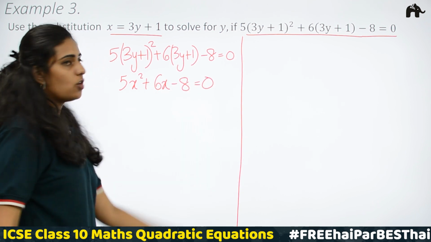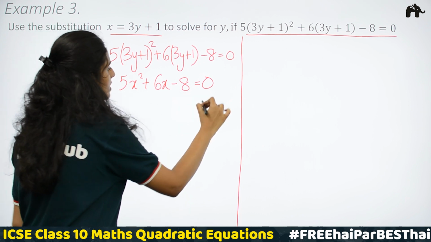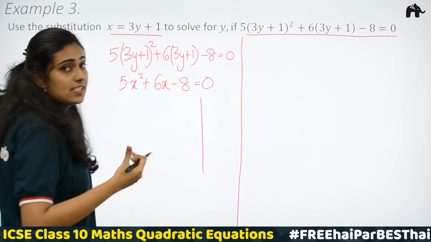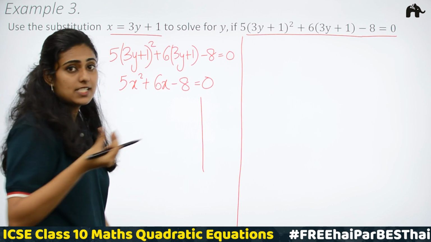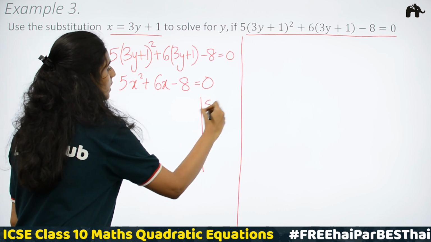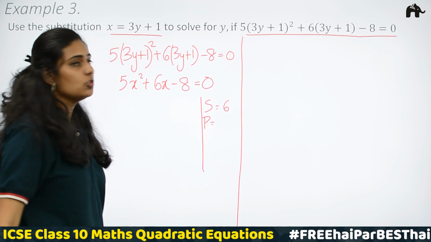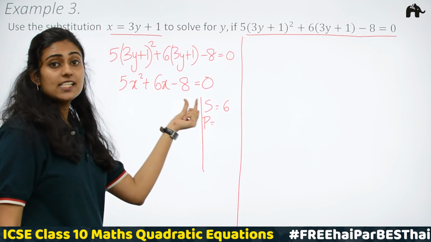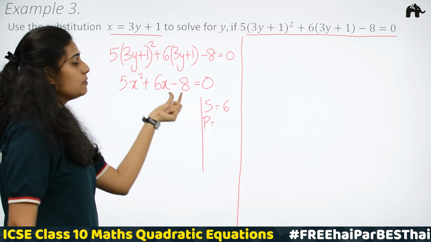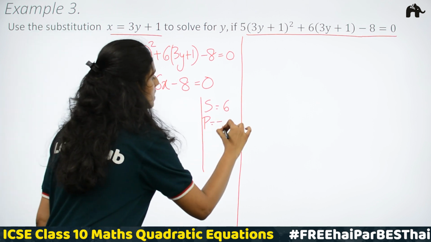This is a standard quadratic equation. We can solve this. We have to factorize this. For that, we have to find two numbers such that sum is equal to b, here b is 6, and product is equal to a into c. A is 5 and c is minus 8. 5 into minus 8 is minus 40.